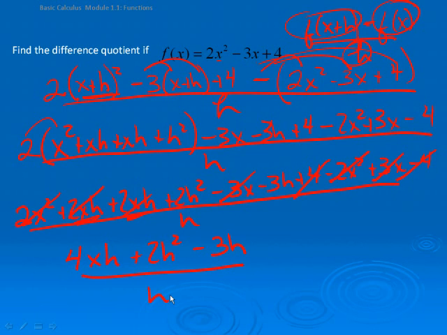all over h. Now, if you remember our old algebra, we had the ability to factor out things if they were in common. So on the top, I'm going to take an h out of all three of those. So that'll give me 4x plus 2h, because I'm going to take one of those h's out, minus 3 over h, and look what happens to my h's. And that's what we're trying to get done there with the difference quotient. So my difference quotient would be 4x plus 2h minus 3.